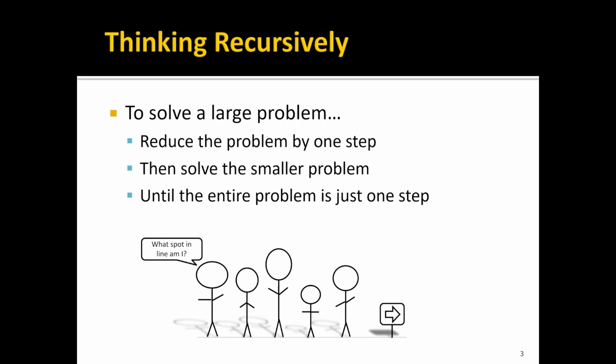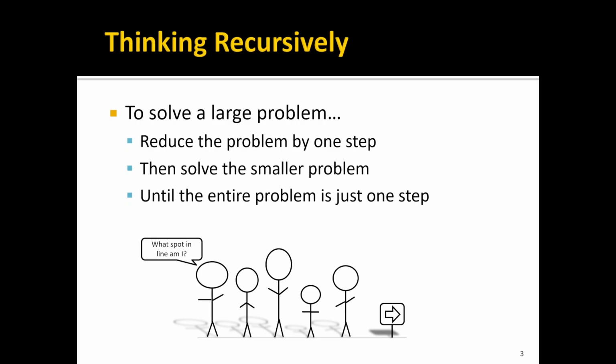As a demonstrative example of this, imagine you were standing in some very long line and you couldn't see the front of it, and you wanted to know, what spot in line am I standing at? Now if we wanted to solve this problem iteratively, that is to say with a loop, we would get out of the line and count each person as we walk towards the front of the line. Once we get to the front of the line, we've counted each person, we know exactly which spot we were in. Now we've lost our spot in line, but that's not really relevant in this example.